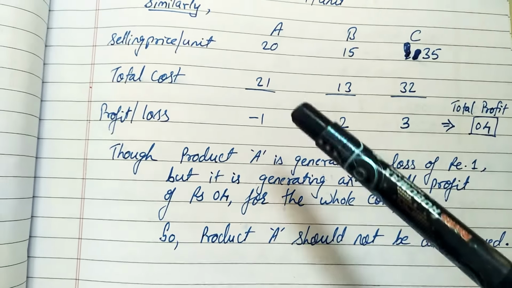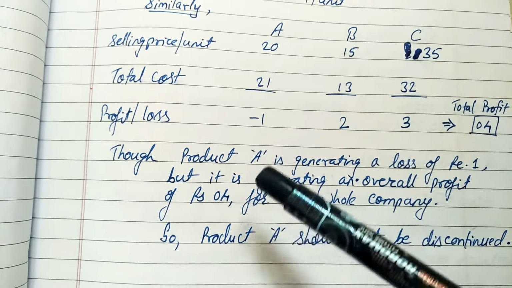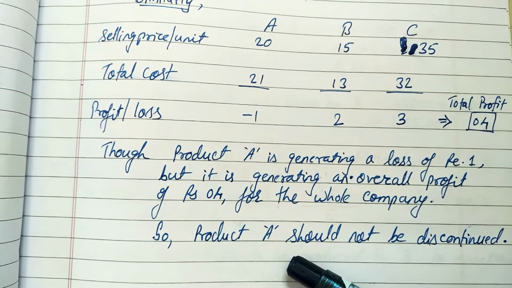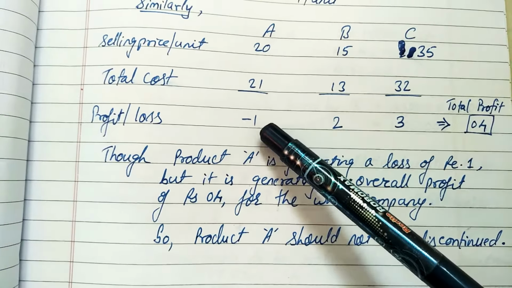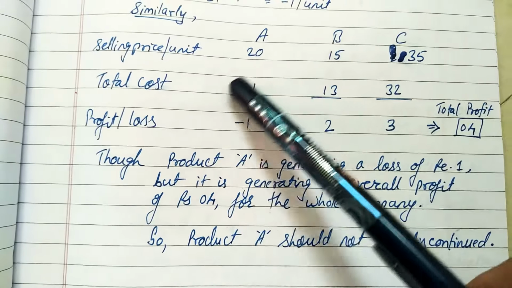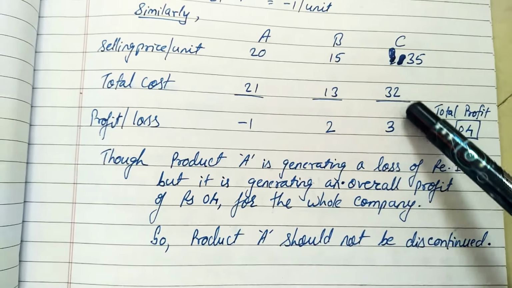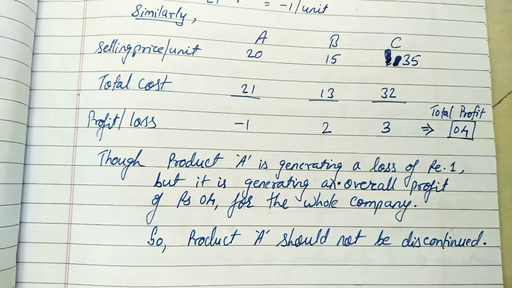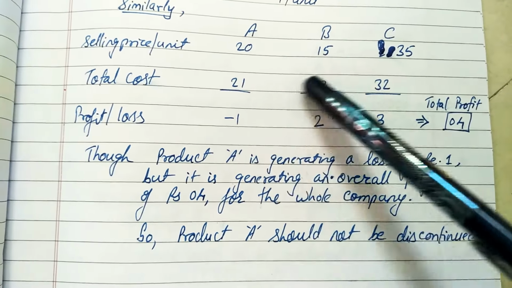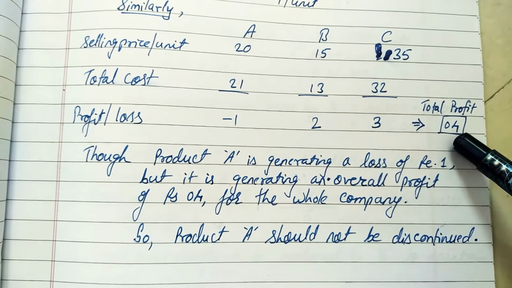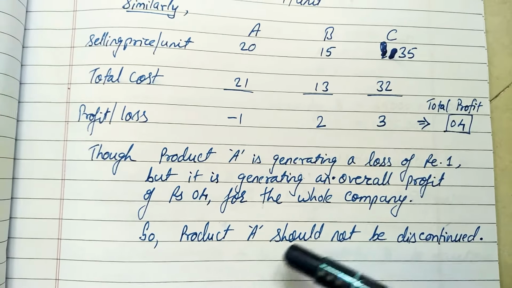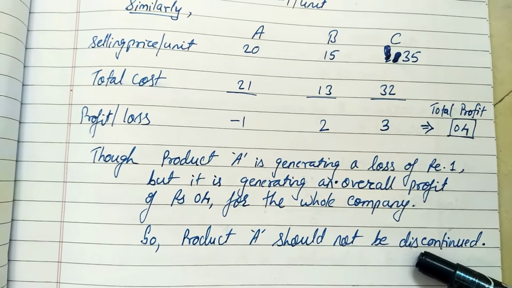So it is not advisable to discontinue A, because we are always interested in the overall profit of the organization and not the divisional profit of the organization. Though one division is making a loss of 1 rupee, the profits should be calculated based on the overall method for the whole organization. And that is what we see over here, that though division A is in loss, all in all, the whole organization is making a profit of 4 rupees per unit. And so it is concluded that product A should not be discontinued.